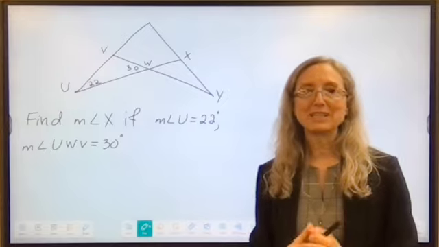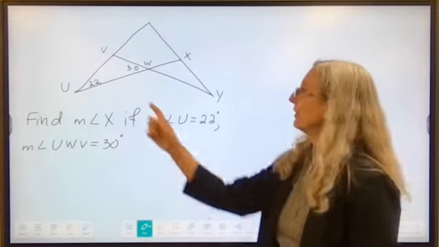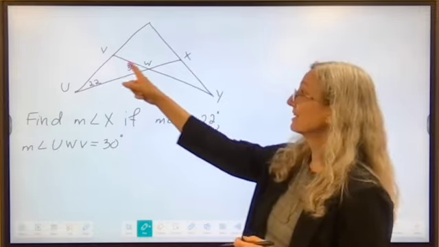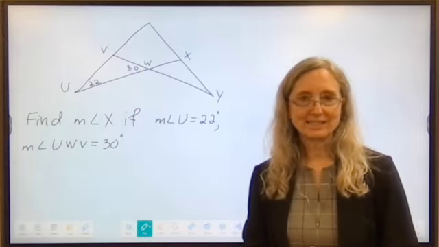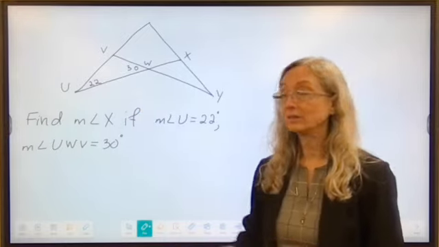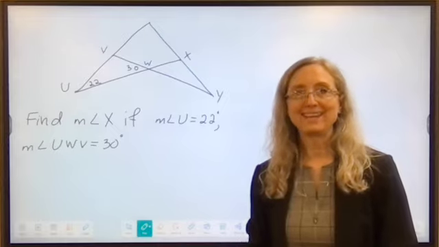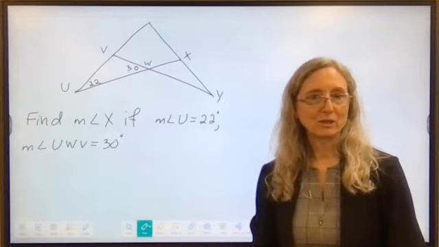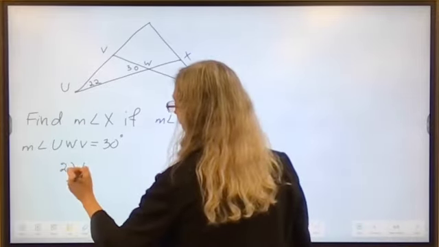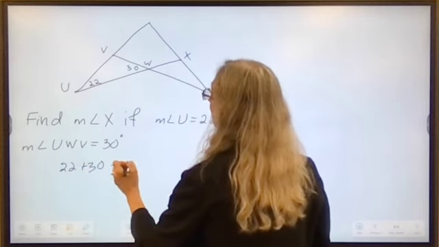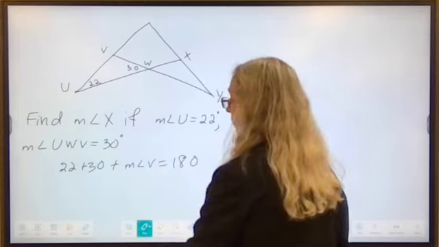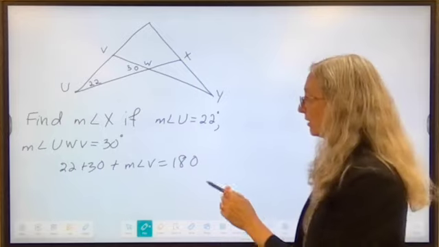But that doesn't matter because I already know, this is assuming, that these triangles are congruent. So if they're congruent, then angle X and angle V would have to have the exact same measure. And since I have 2 out of my 3 angles in that triangle, I can find the measure of angle V and know it'll be exactly the same as the measure of angle X. So 22 plus 30 plus the measure of angle V equals 180, and I solve for the measure of angle V.